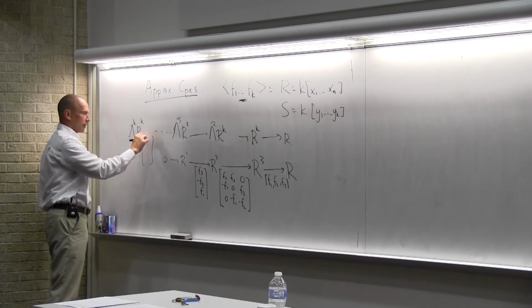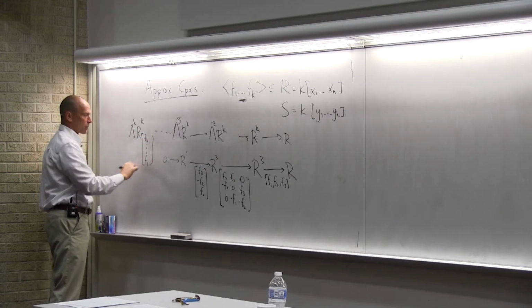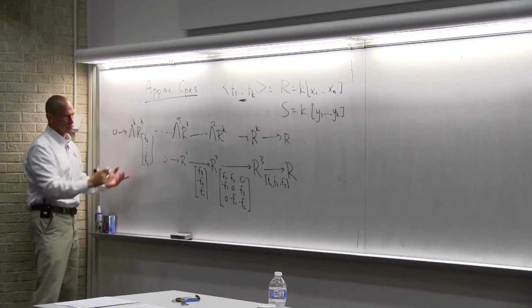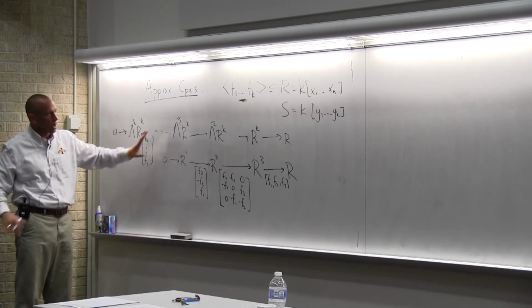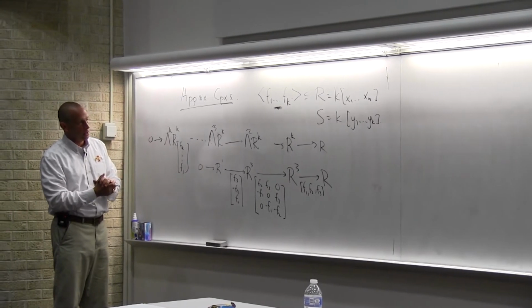It'll be my Fk up through F1 with appropriately chosen signs. So the Koszul complex is self-dual in a sense. If you Hom this into R, you'd flip everything. So the Koszul complex is not a hard gadget.